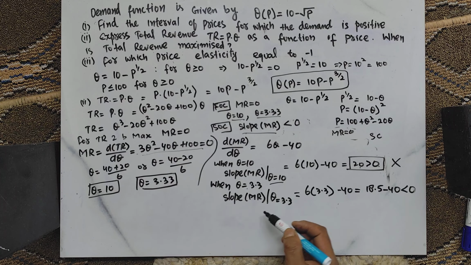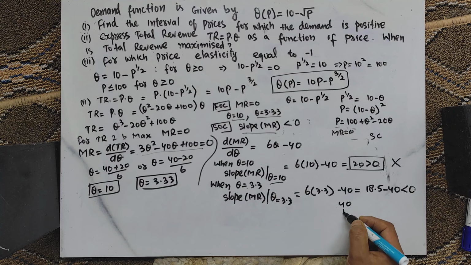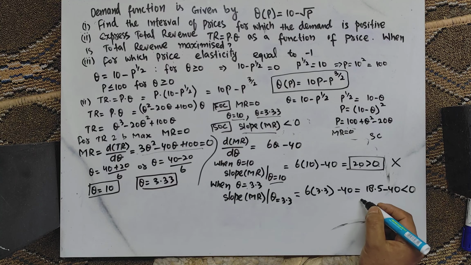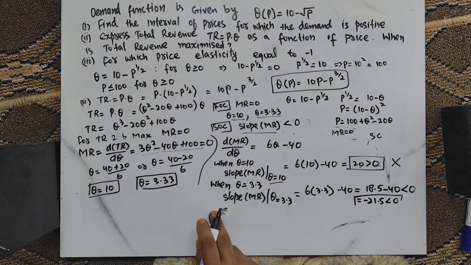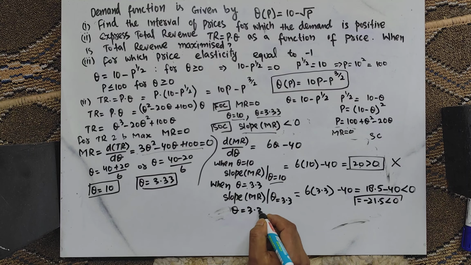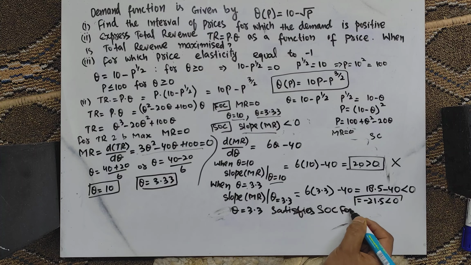When output is 3.3, the slope of marginal revenue came out to be, so let us find out here specifically. So we have 40, we have 18.5, so 21.5. So here we got negative 21.5, which is less than 0. That means q is equal to 3.3 satisfies the second order condition for maximum. Okay, how did it satisfy?